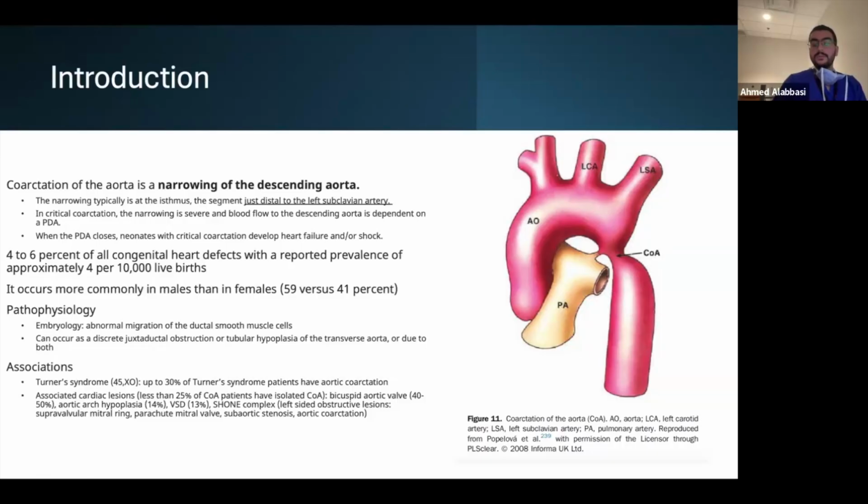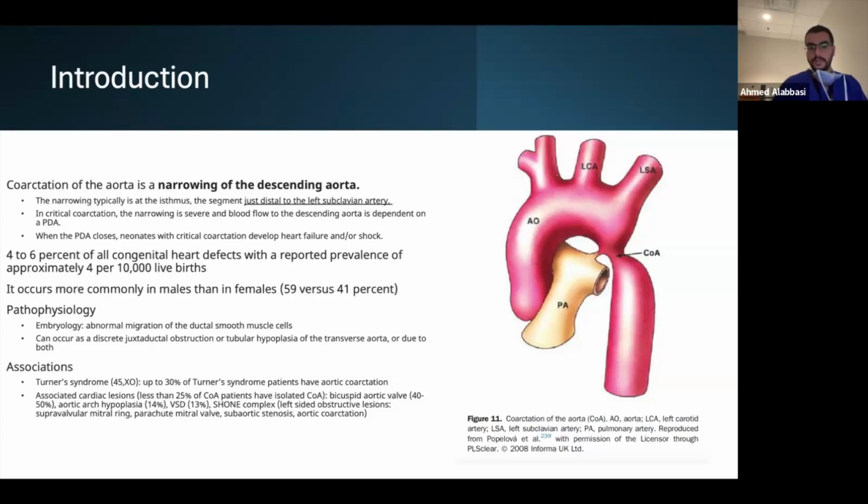Aortic coarctation does occur commonly in association with other disorders, either in association with syndromes or in association with other congenital heart defects. The most common one that is associated with coarctation is Turner syndrome. So up to 30% of Turner syndrome patients do have aortic coarctation, which just goes to show how important it is to image the aorta, at least initially in a patient with Turner syndrome, to ensure there's no coexistent aortopathy or aortic coarctation.